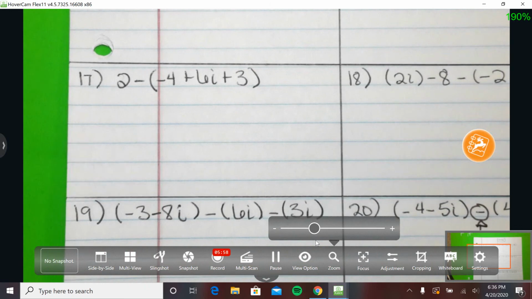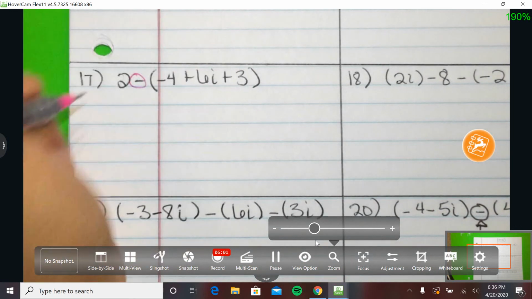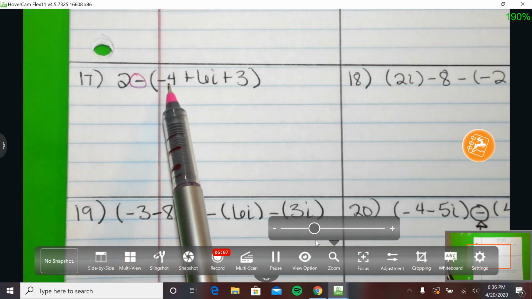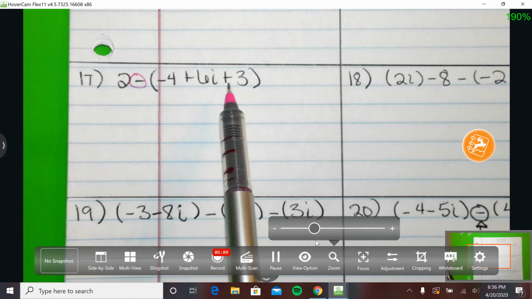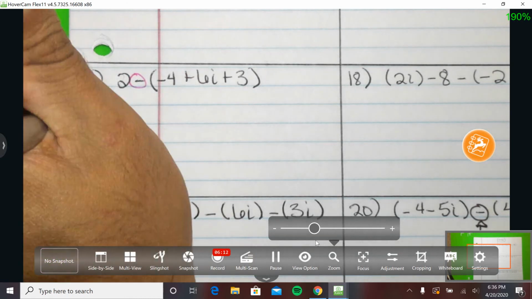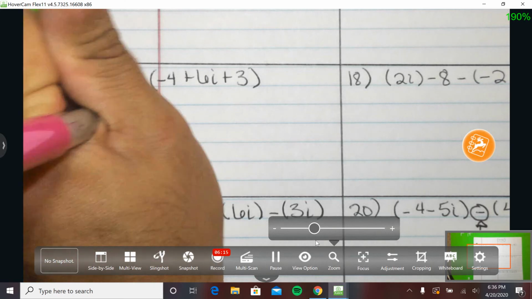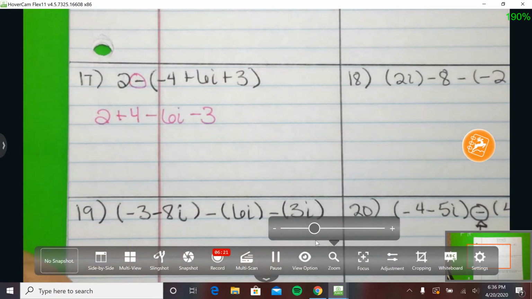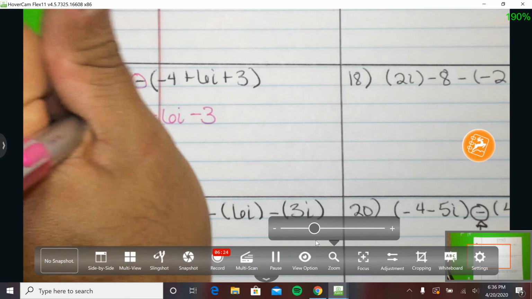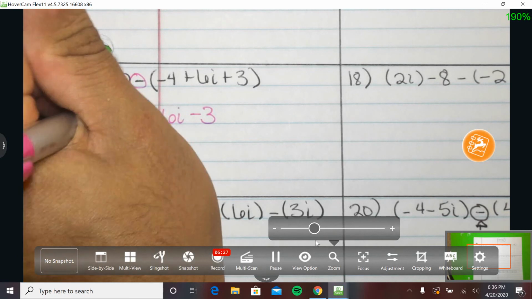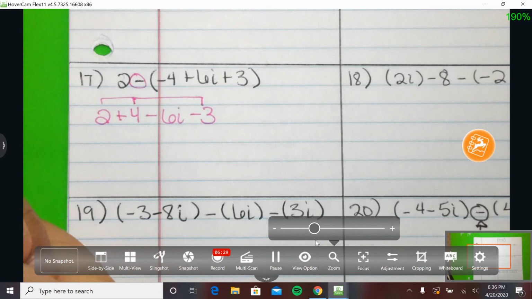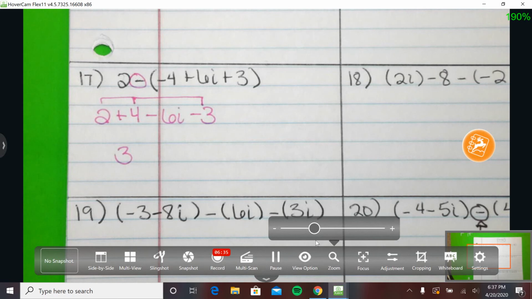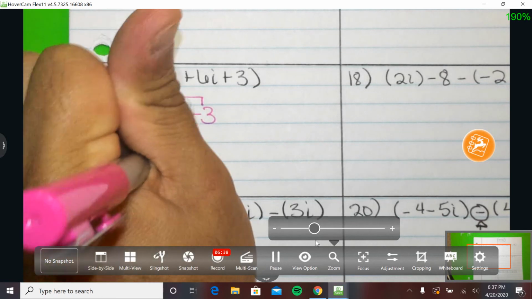Number 17, here's a minus right here. What does that mean? That means that you're going to change everything behind it to its opposite sign. In other words, this is going to be a positive 4, this will become a negative 6i, this will become a negative 3. So I have 2 plus 4 minus 6i minus 3. And then from there you combine your like terms. 2 plus 4 is 6. And then take that 6 and say minus 3, that gives you a 3. Negative 6i is the only thing that's by itself, and so we just bring it down, minus 6i.